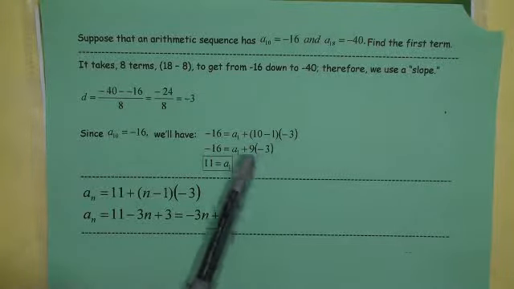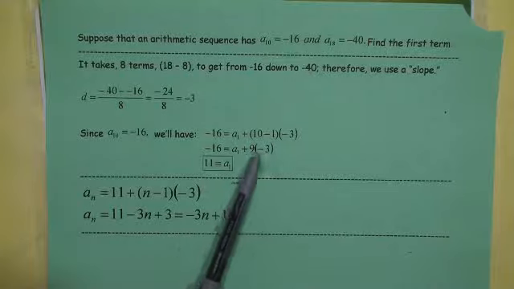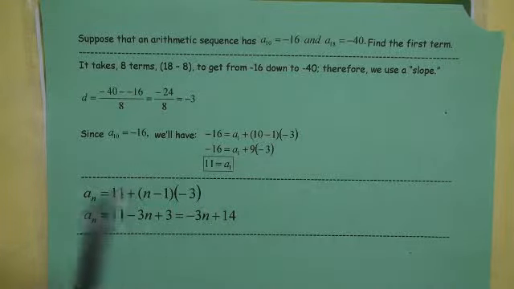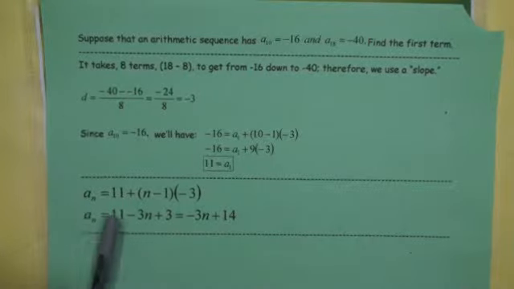Then distribute the negative 3 times the 9, that's negative 27, plus negative 16 would then be 11. So therefore the first term is 11. Therefore we can say a sub n if you wanted to.